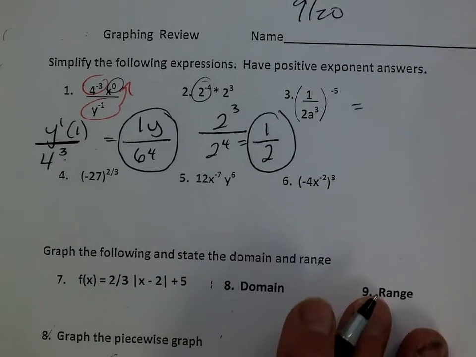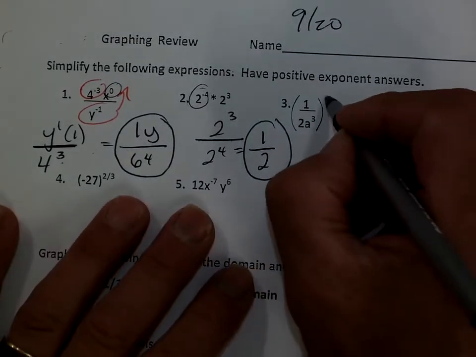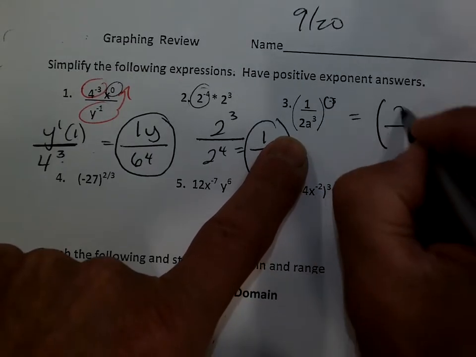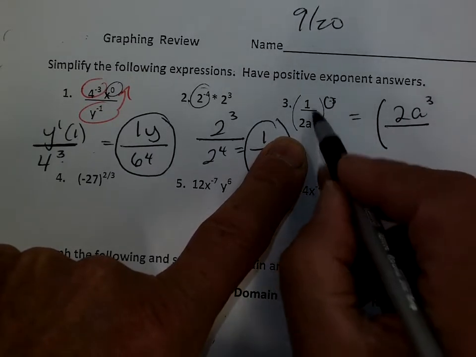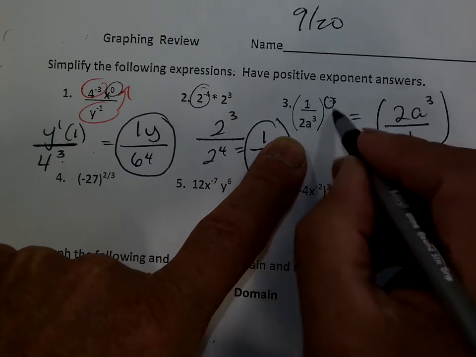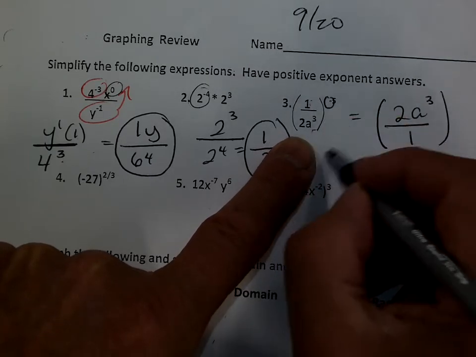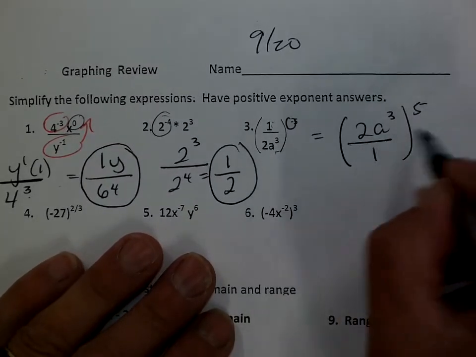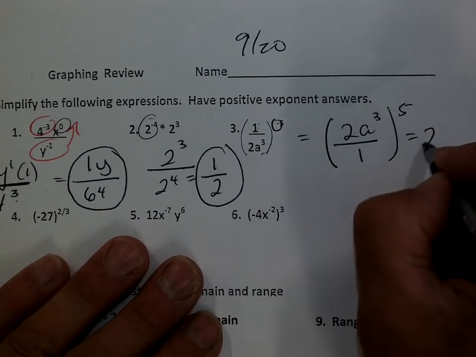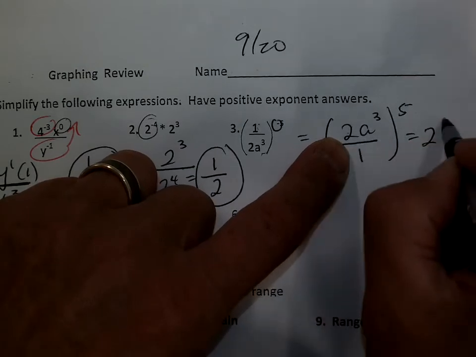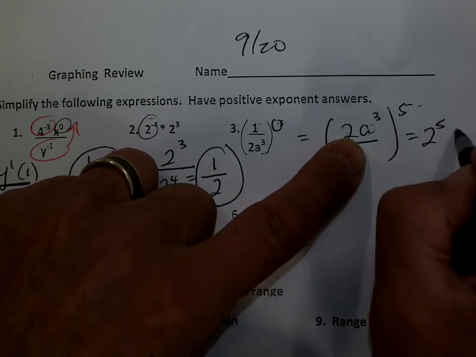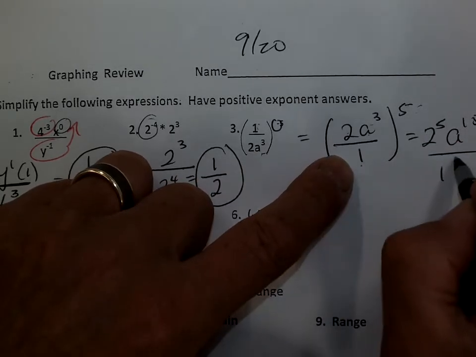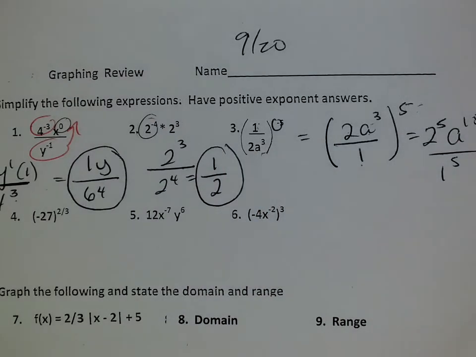Number 3. All right, I'm going to do this. Because of the negative, the first thing I'm going to do is flip it. I'm just going to flip it. Make the 2a to the cube come out top and the 1 go on the bottom, and that takes care of bringing that up and that down. Okay? So then I'm going to go 2 to the 5th power, bring it to both, 2 to the 5th power, multiply a to the 15th over 1 to the 5th. Okay, well 1 to the 5th is just 1. Okay, that's not too bad.